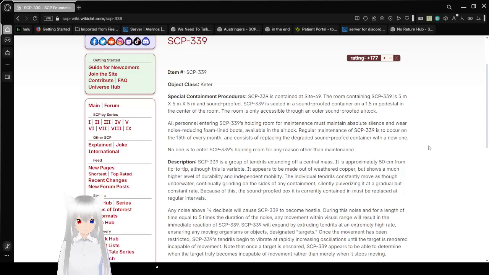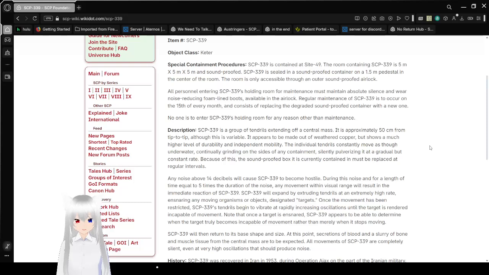SCP-339 is sealed in a soundproof container on a 1.5-meter pedestal in the center of the room. The room is only accessible through an outer soundproofed airlock. All personnel entering SCP-339's holding room for maintenance must maintain absolute silence and wear noise-reducing foam-lined boots.